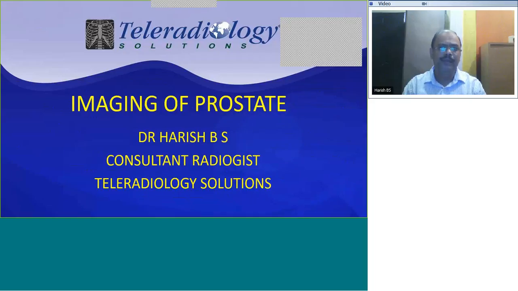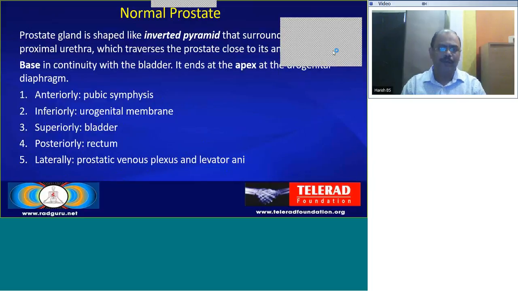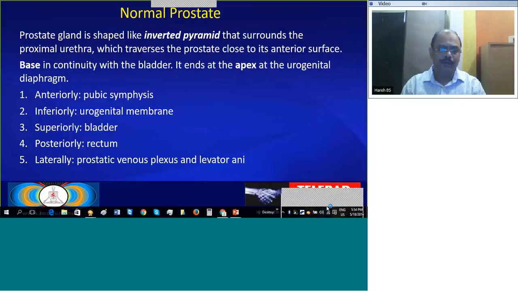Today I'll be speaking about the imaging of the prostate gland. The prostate, as we know, is an inverted pyramid that surrounds the proximal urethra, and the proximal urethra traverses the prostate close to its anterior surface. The base of the prostate is continuous with the bladder, whereas the apex is at the urogenital diaphragm.